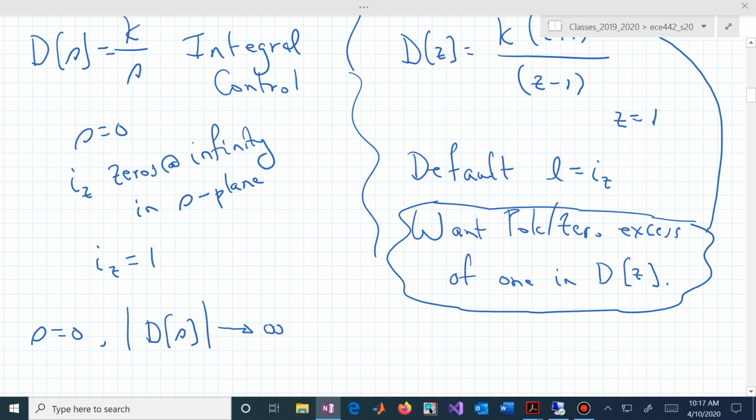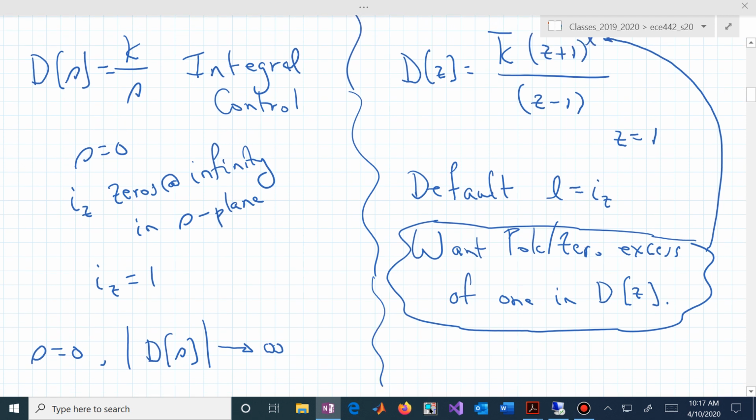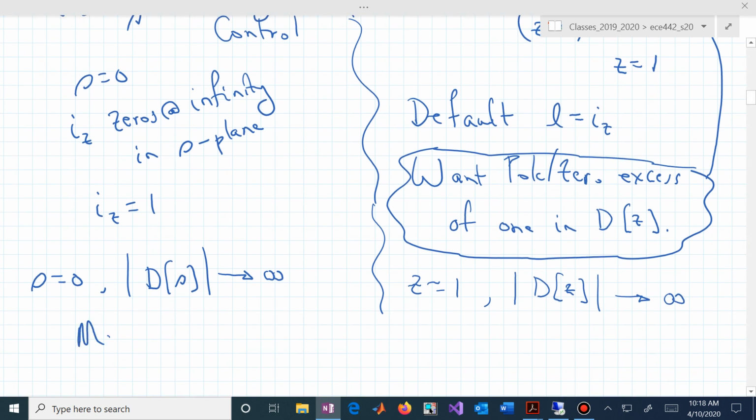That now goes to infinity. And what happens over here? When z is equal to 1, which is the equivalent location in the z-plane to s equals 0 in the s-plane, this also says, oh, wait a minute, that's going to provide a 0 in the denominator because we're evaluating this factor z minus 1 at 1, so that's going to go to infinity.